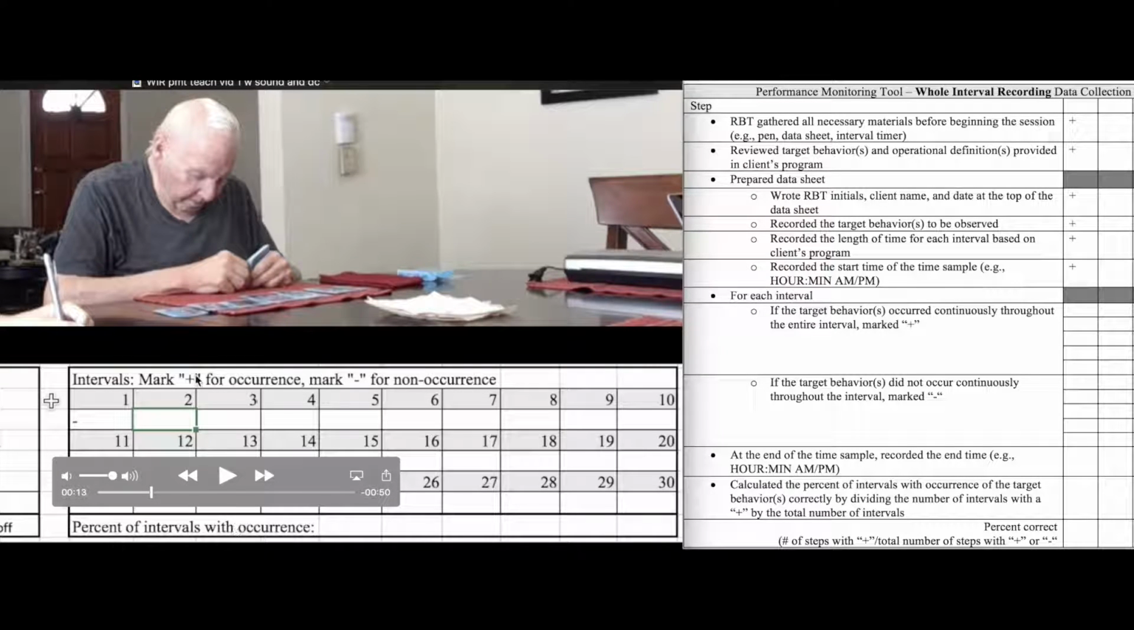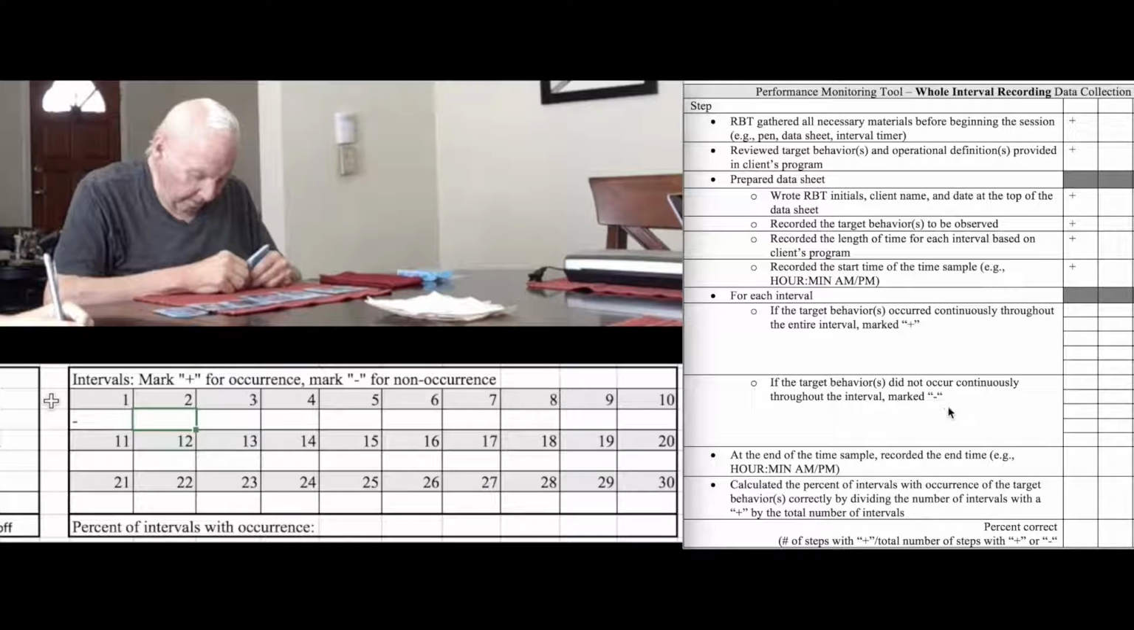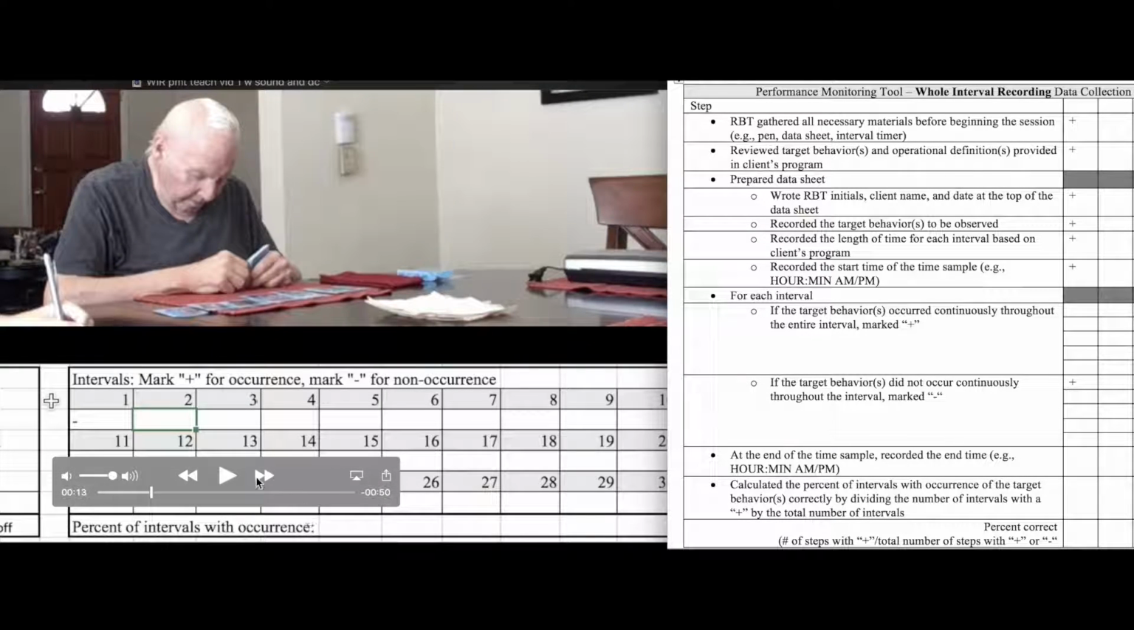Okay, good job. So that was the end of the first interval. And even though the client is currently nodding off, he was not nodding off throughout the entire 10-second interval. So the RBT gave him a minus, which was correct. So over here on our PMT, we're going to give her a plus for accurately marking that the behavior did not occur for the full 10 seconds. Let's watch the second interval.